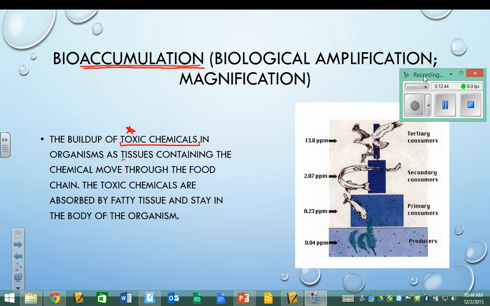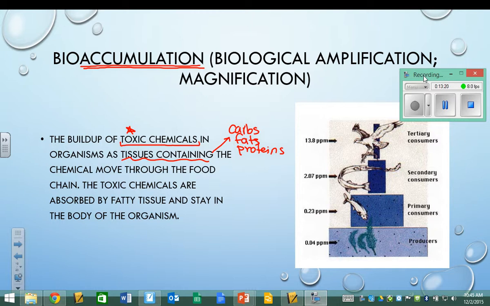So what would these tissues be? Anything with carbs, fats, or proteins in it, because those are the molecules that get passed from one organism to the next in a food chain. So if at any point a cell that contains the carbohydrate or a cell that contains fat or a cell that contains protein also contains some toxic chemical, it's very probable that the next animal up in the food chain is going to eat it.